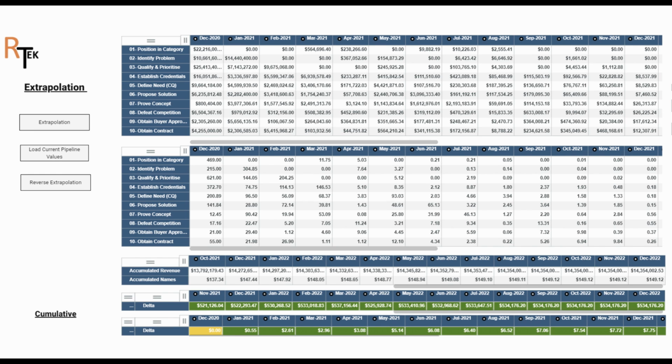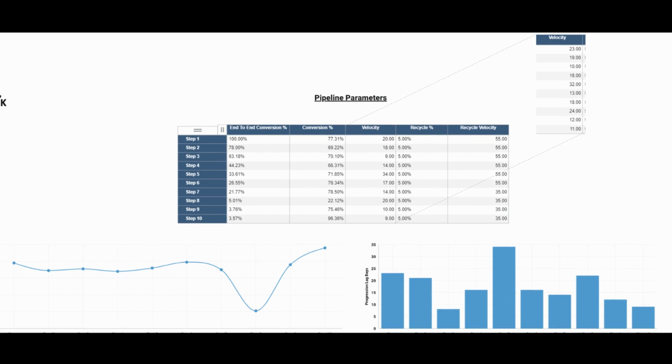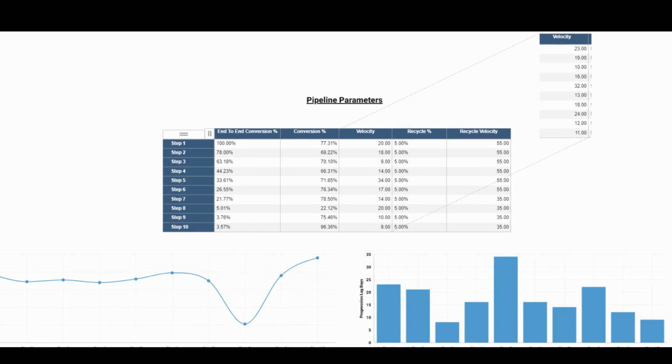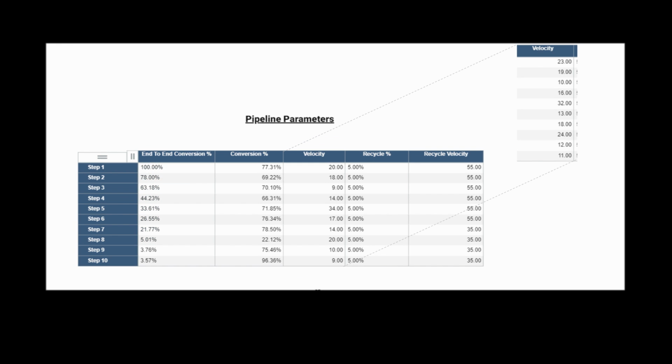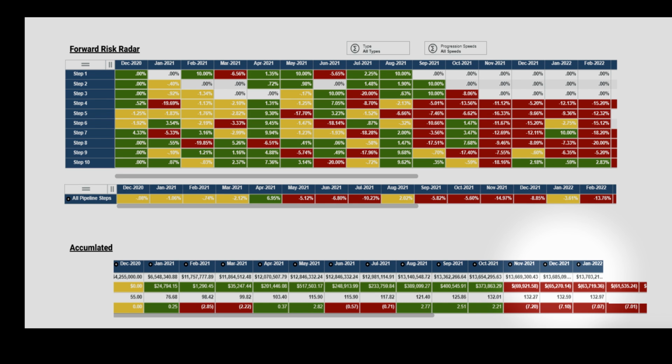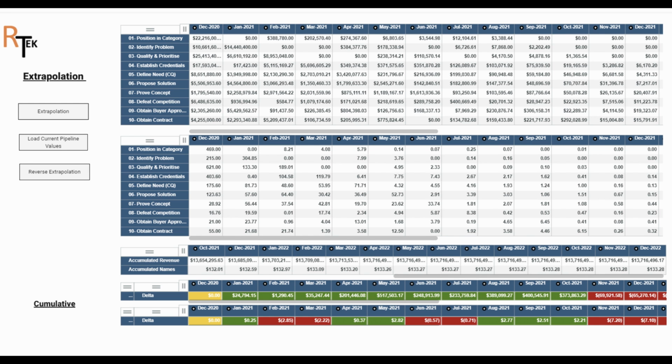What happens when we tweak velocity? While it's pretty well impossible in practical terms to influence velocity without affecting conversion at the same time, let's just pretend for the purposes of this demonstration that we can. Here we'll adjust the pipeline velocity to accelerate it by 7%, from 178 days to begin with to 165 days, an improvement of 13 days or 7.3%. Here's the resulting forward risk radar, where we can see the initial deficit of $366,000 has fallen to $65,000. And here's the corresponding extrapolation.